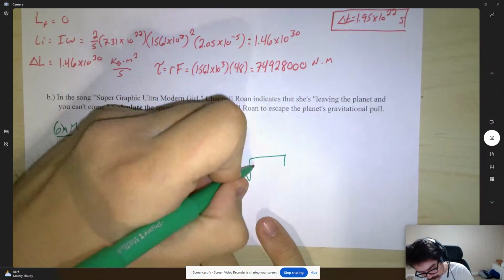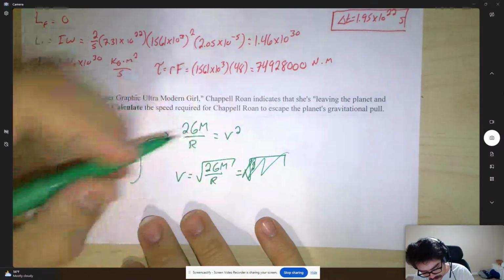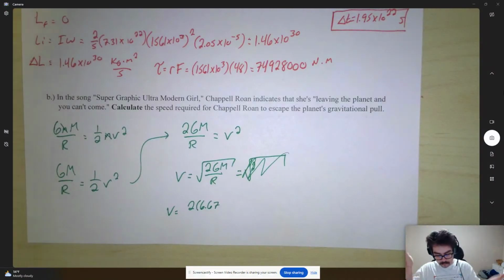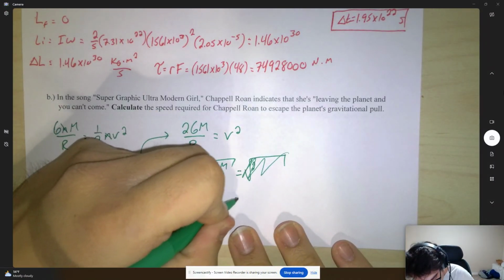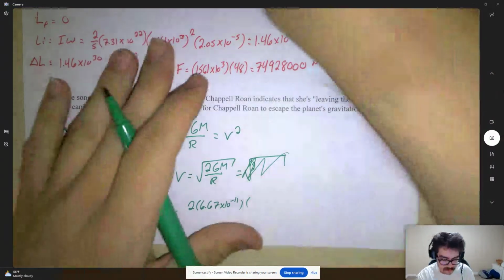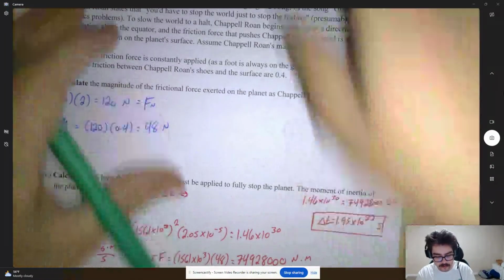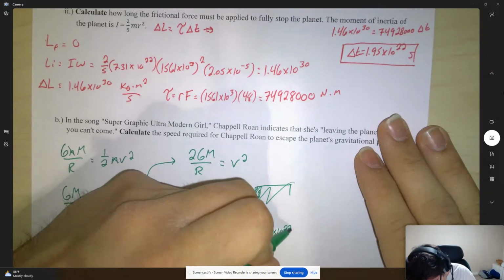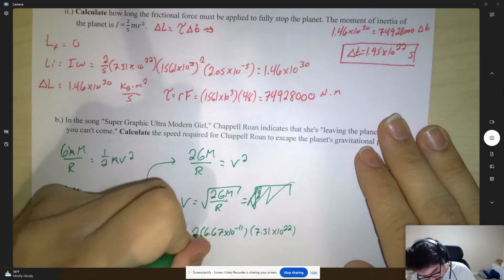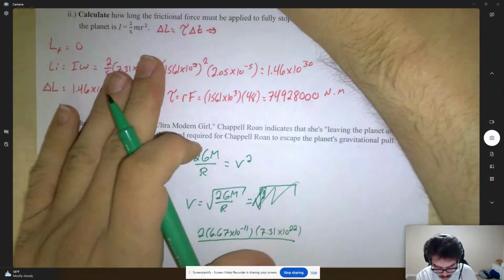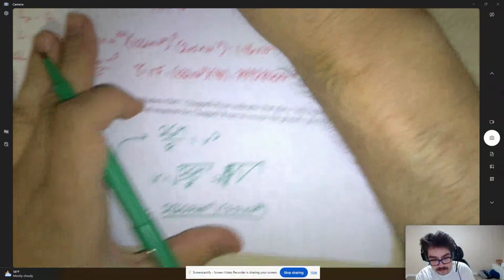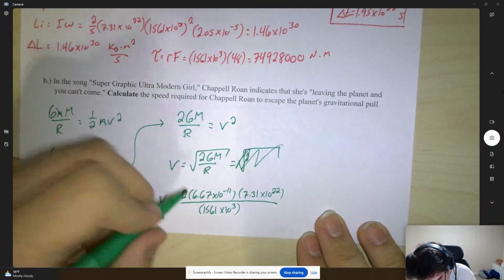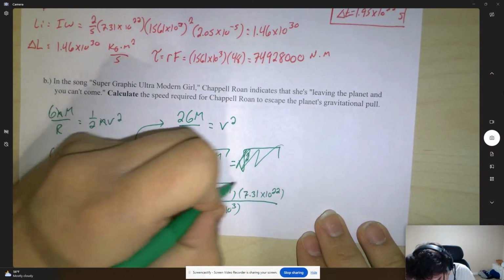V is equal to the square root of 2 times 6.67 times 10 to the negative 11 times the mass of the planet, which is 7.31 times 10 to the 22, divided by the radius of the planet, which is 1561 kilometers. I need to convert that to meters, so 1561 times 10 to the third, and square root the entire thing.